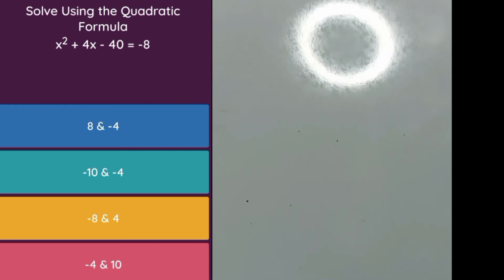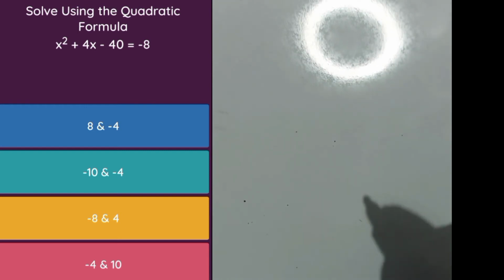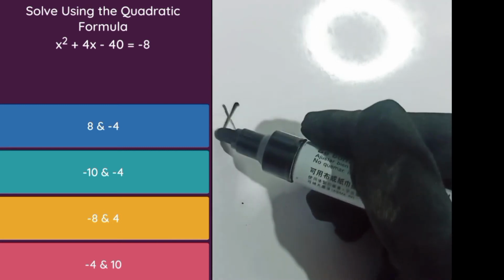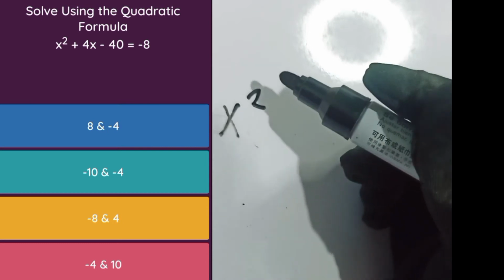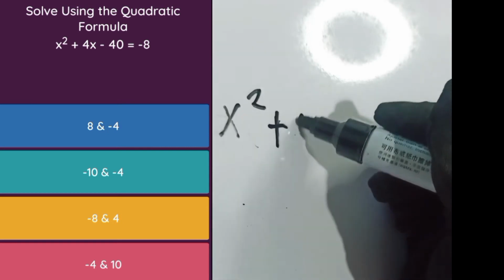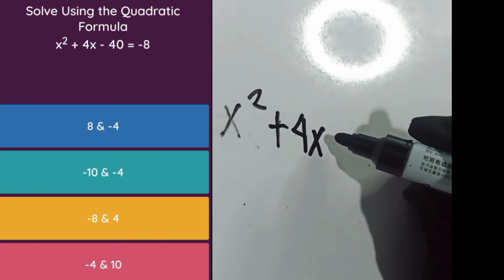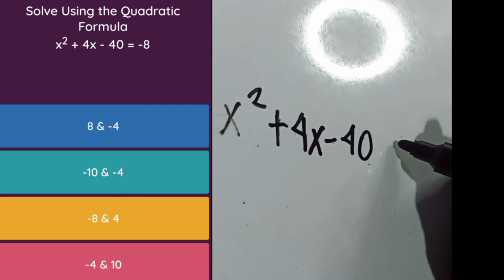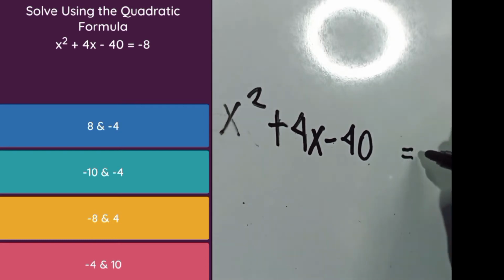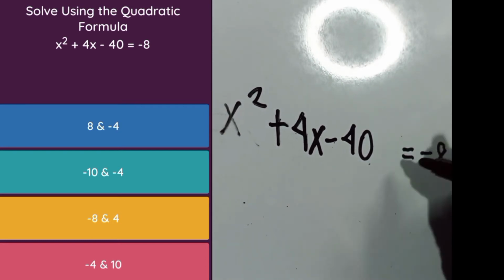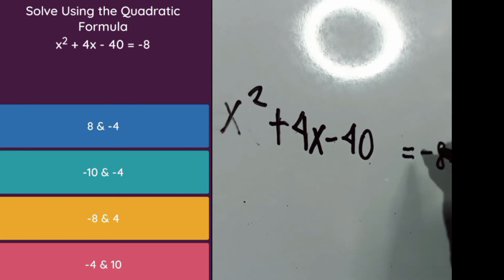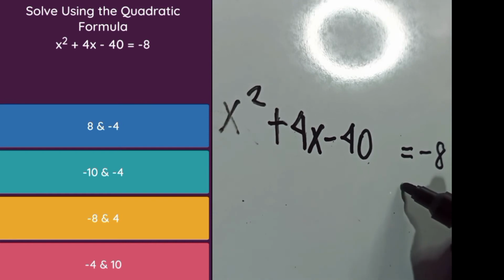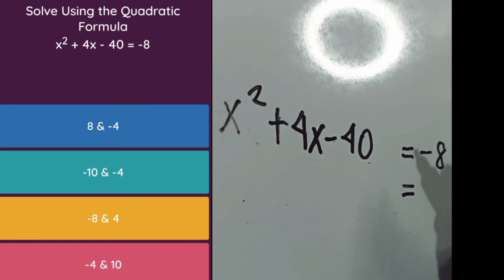Last challenge. Let's have it. So solve using the quadratic formula x squared plus 4x minus 14 equals negative 8. So we write it down, x squared plus 4x minus 14 equals negative 8. I leave some space because later I will transform negative 8 and pass it to the other side of the equal sign. It will change the sign. So align the equal sign again, there we have it.